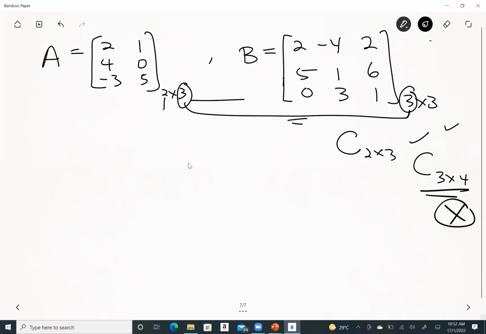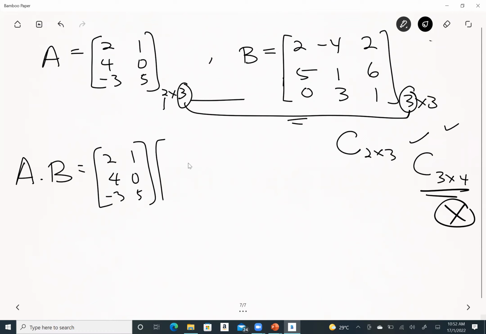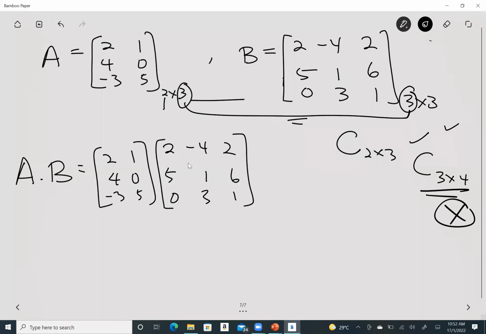And the principle of multiplication, we apply the row-column principle. So AB is equal to... now you have to write the matrix. Jangan malas. 2, 1, 4, 0, negative 3, 5, and then you multiply with the second matrix: 2, negative 4, 2, 5, 1, 6, 0, 3, 1. All right. First, what is the principle? Every row multiplied to each column.